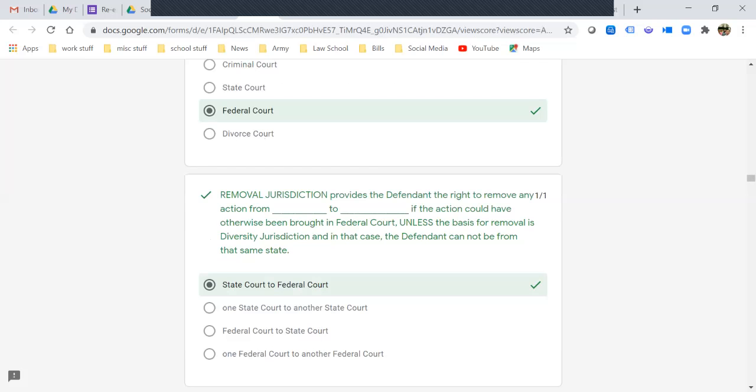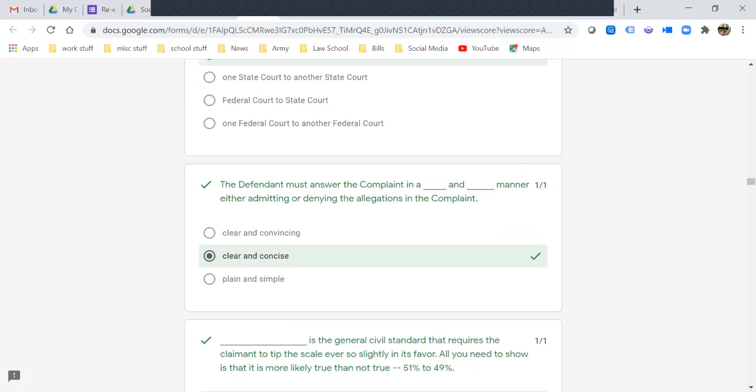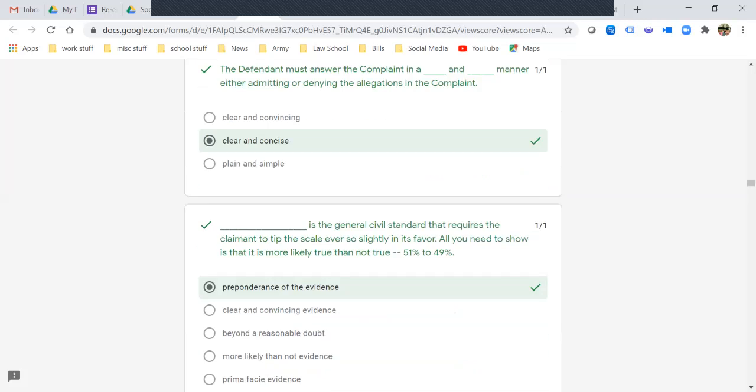All right, removal jurisdiction, another one that you need to know. Removal jurisdiction provides the defendant the right to remove any action from state court to federal court if the action could have otherwise been brought in federal court, unless, keynote here, unless the basis for removal is diversity, and in that case, the defendant cannot be from that same state. The defendant must answer the complaint in a clear and concise manner, either admitting or denying the allegations in the complaint.